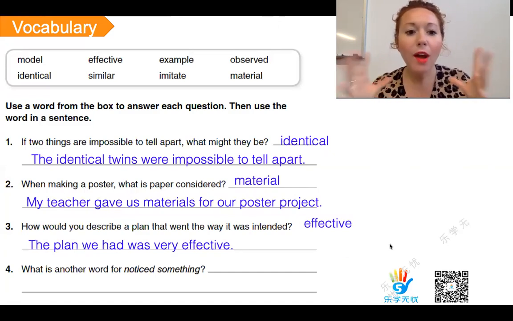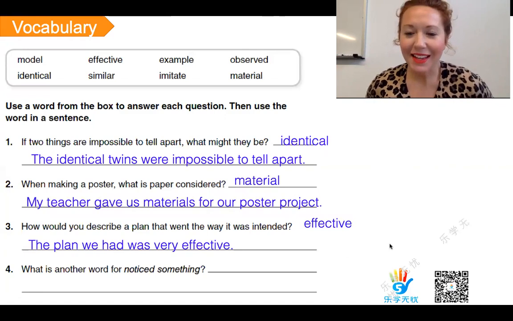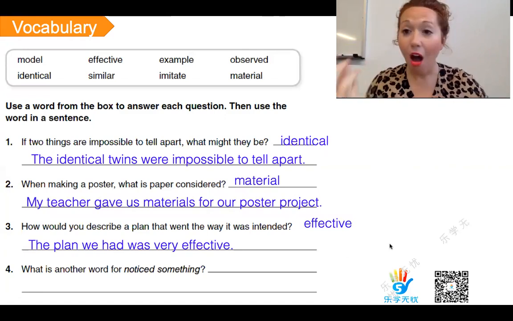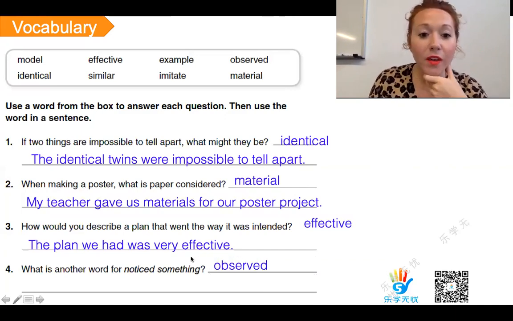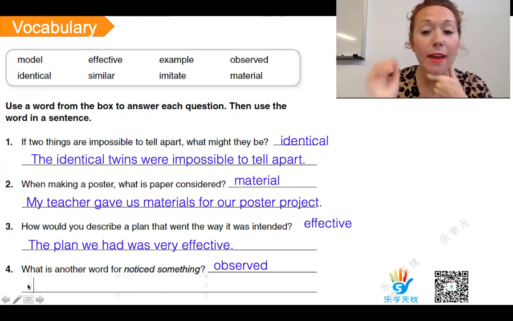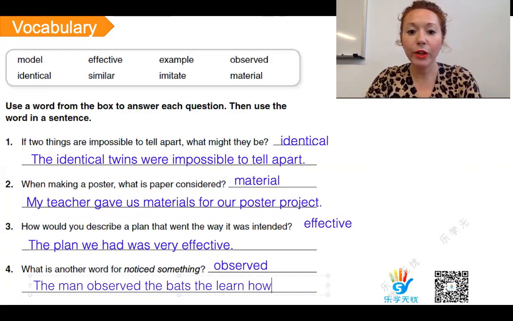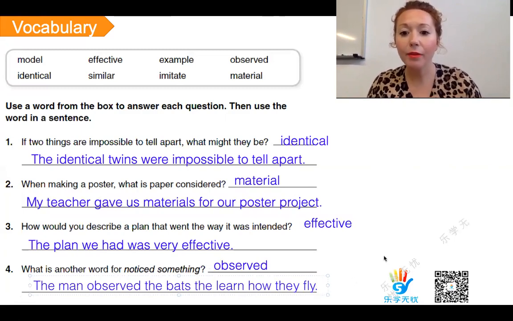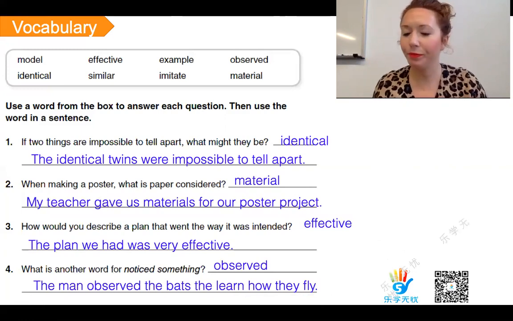Number four, what is another word for noticed something? So if I'm noticing something, how else could I say that? Observed, very good. So think of something that we observed. We could say from the story, the man observed the bats to learn how they fly. Okay? So observation. Good job.